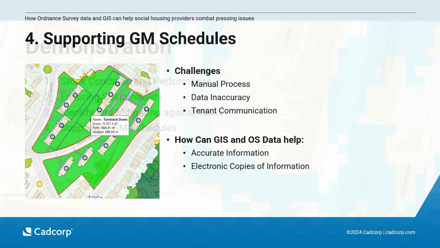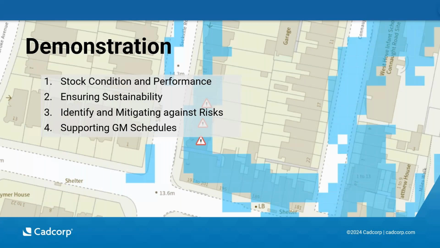Okay. So what we're going to do now is Simon is going to provide a demonstration which looks at the examples we discussed a second ago through the use of existing Ordnance Survey data sets and the CADCorp SIS web map application. So what I'll do now is I'll just pass over to Simon, who will share his screen and go through the demonstration with you.